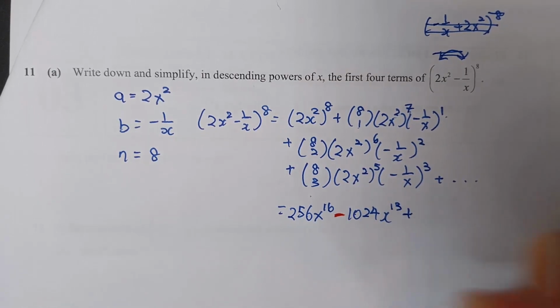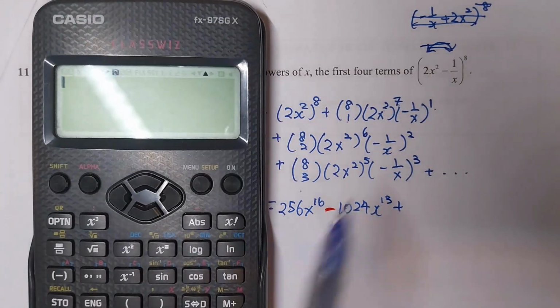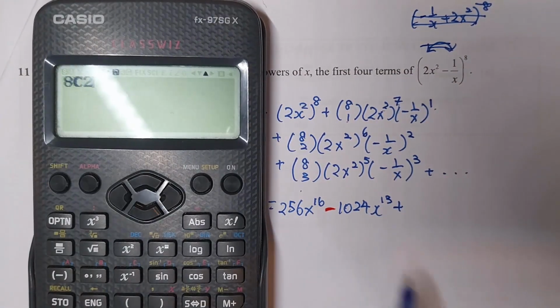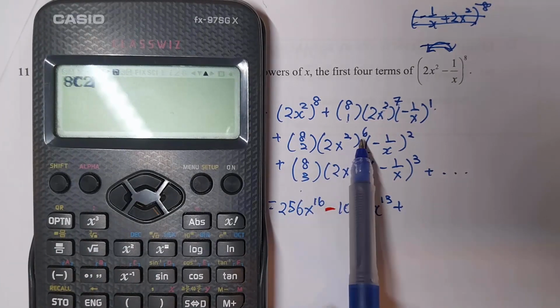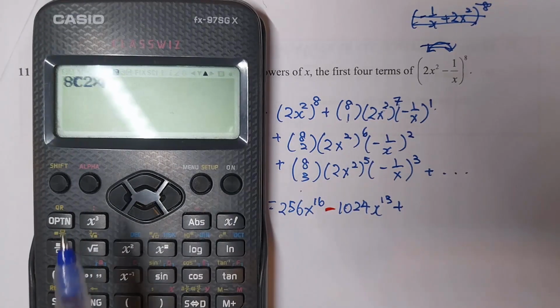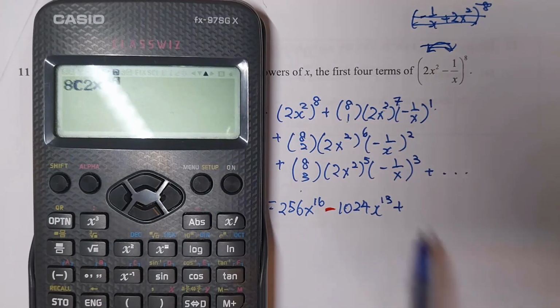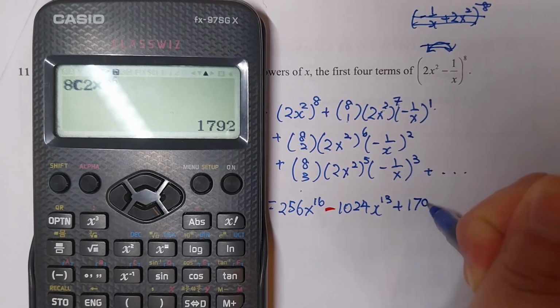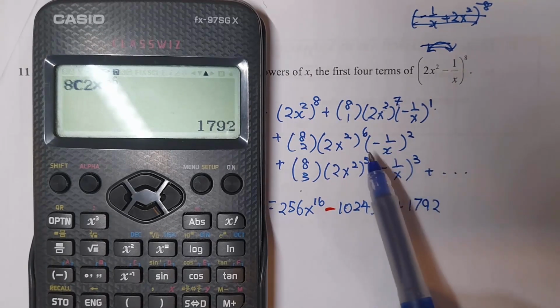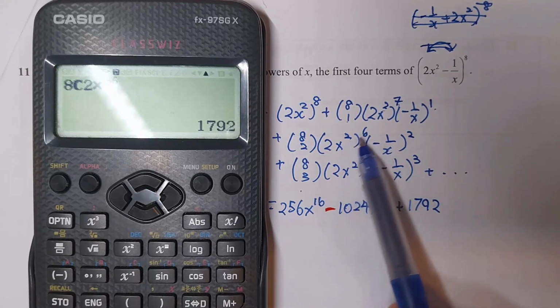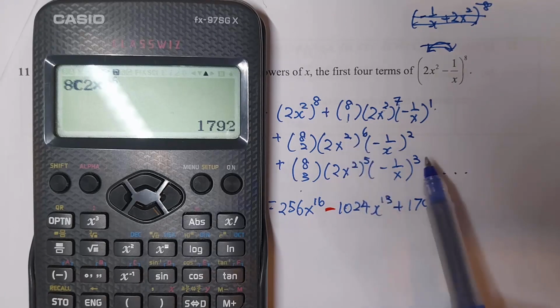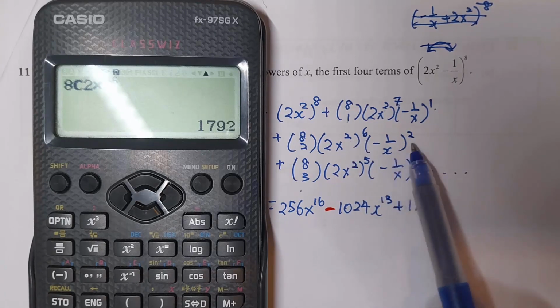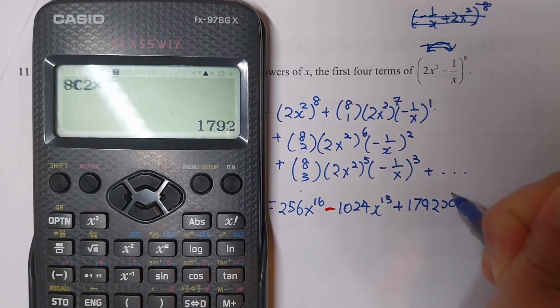Okay, I will show you in detail the next term here. So we will press 8, choose 2, multiply by 2 power 6. And there's no more other constant values. So we get 1792. All right. So here will be power 12 over power 2. So the x is actually power 10.